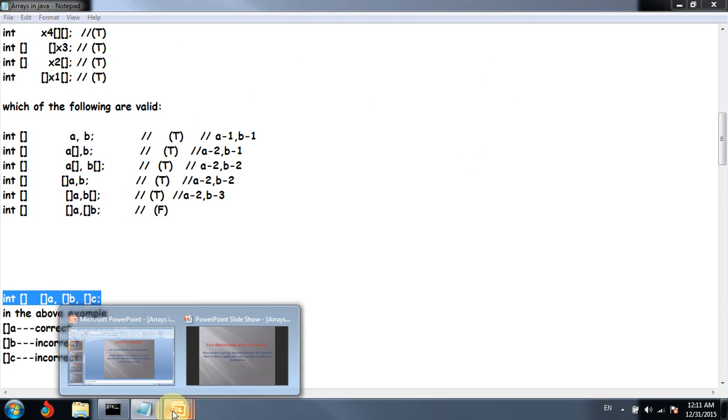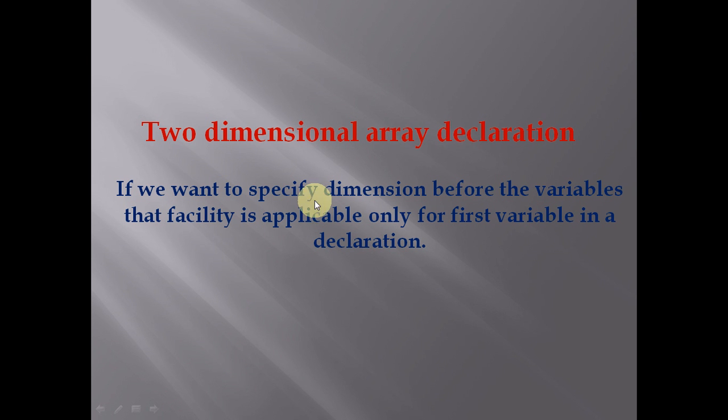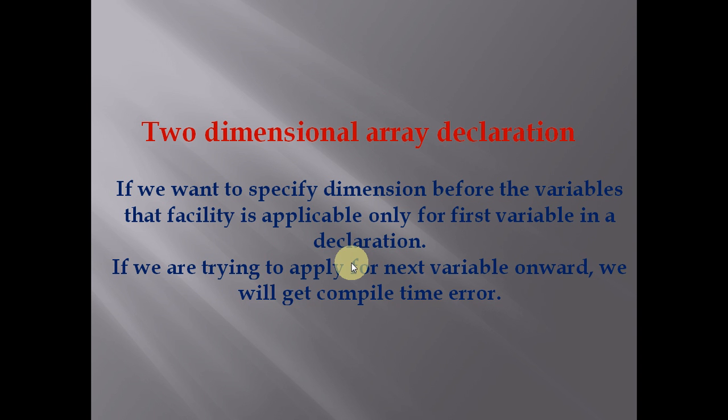So this is the point related to the second point. If we want to specify dimensions before the variables, that facility is applicable only for the first variable in the declaration. So I hope my point is very much clear. Next point states if we are trying to apply it for the next variable onward, we will get a compile time error. All right, we have discussed this.